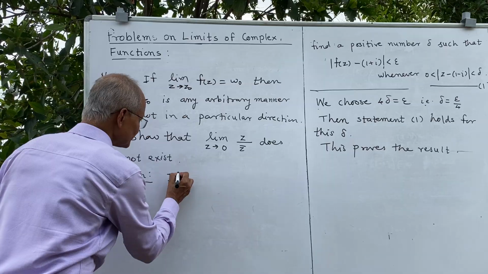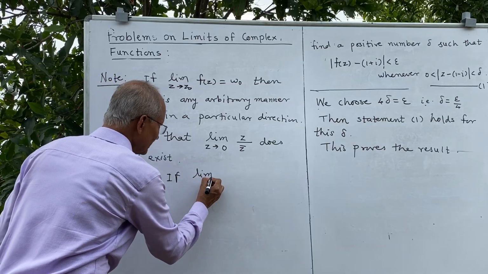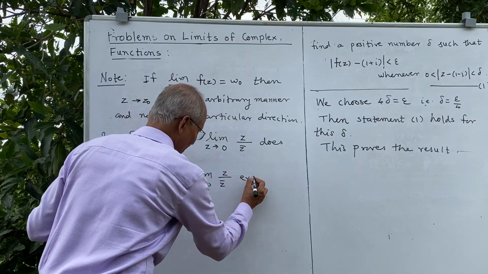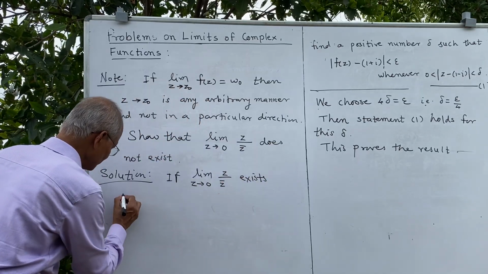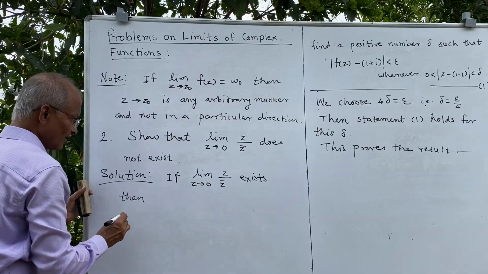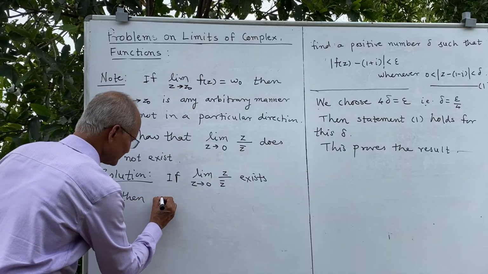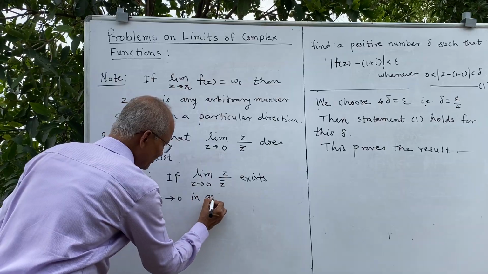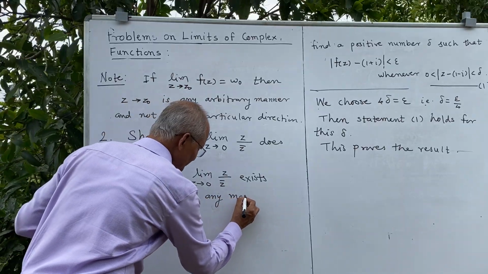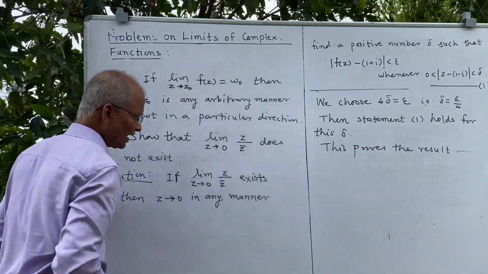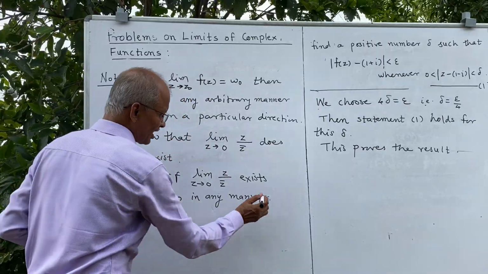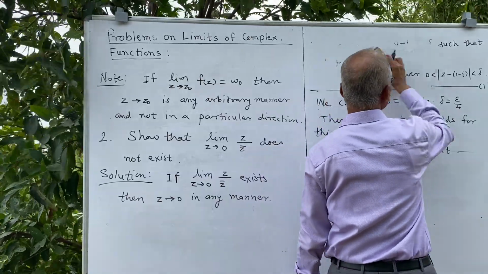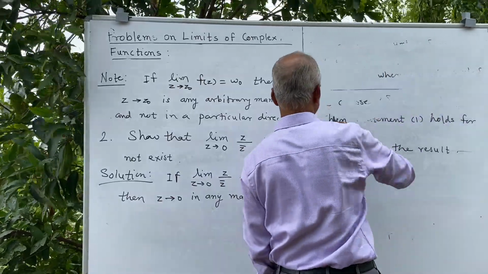If the limit as z tends to 0 of z divided by z bar exists, then z tends to 0 in any manner and not in a particular direction. Now what we will consider is that z will approach towards the real axis first.